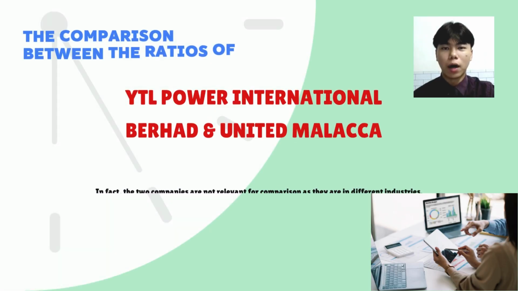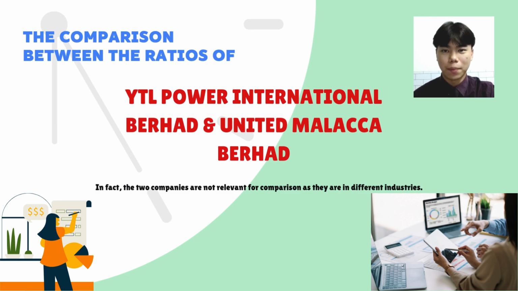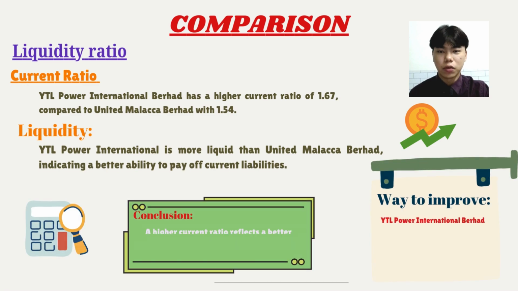Now I'm going to talk about the comparison between the ratios of the two companies. My name is JING, matching number 304680. Before I start the comparison part, the two companies are not really comparable as they are in different industries. But the first part is liquidity ratio.